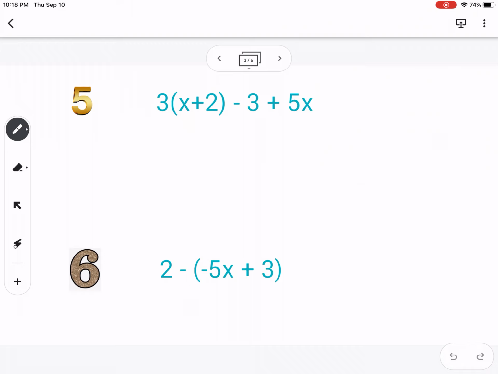All right, example number 5, we're now going to combine the distributive property with the skill of combining like terms. Go ahead and pause to copy the problems. Now, think about PEMDAS.